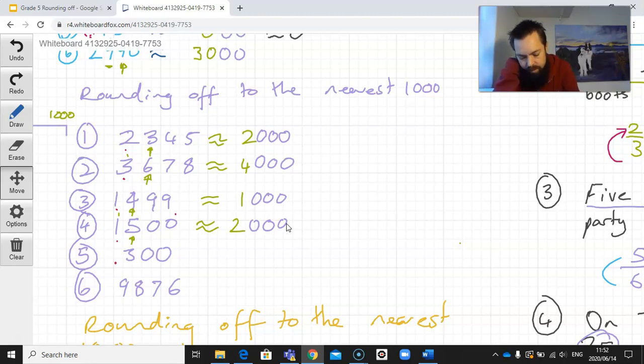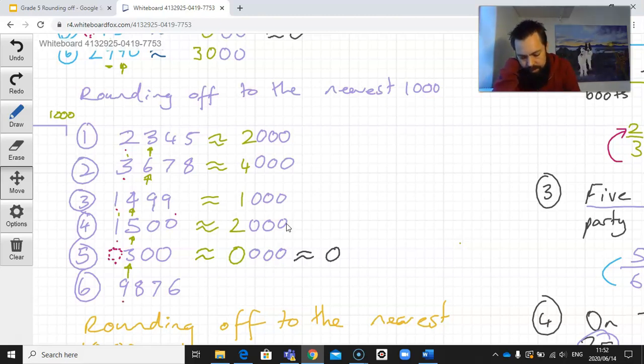Right, so we're looking for our thousands, our ghost 0. We have a look at 3. 3 is going to go down, so we're going to have nothing in our thousands column. It stays the same. And likewise, we're going to have nothing in any of those, which is the same as saying 0.